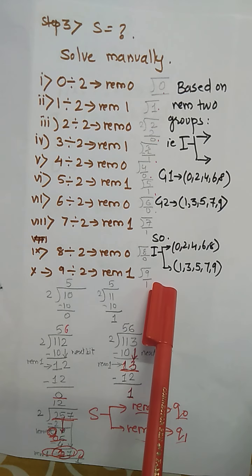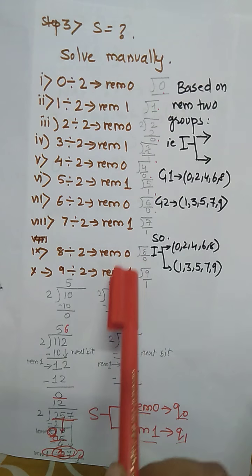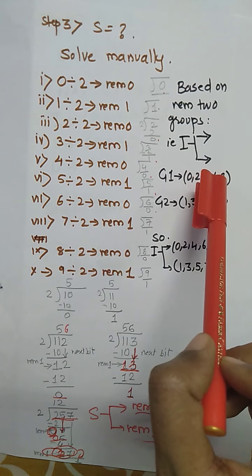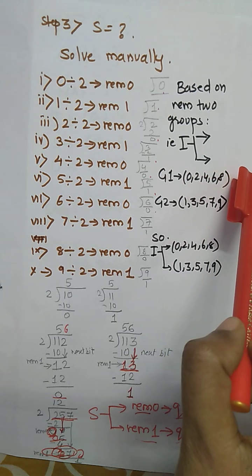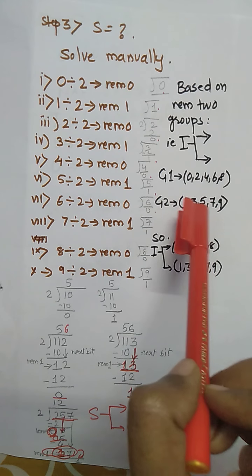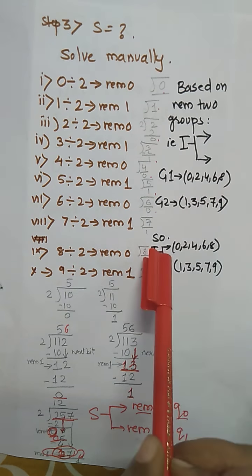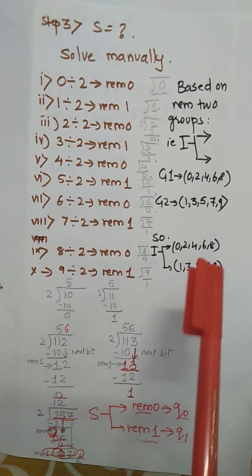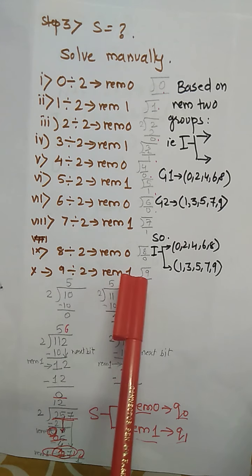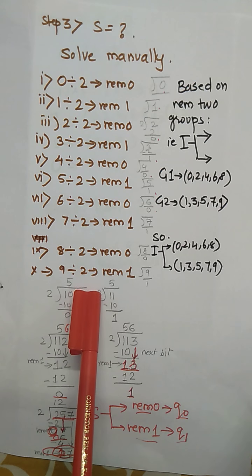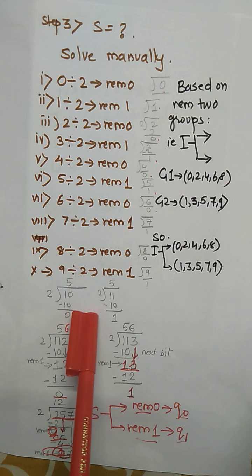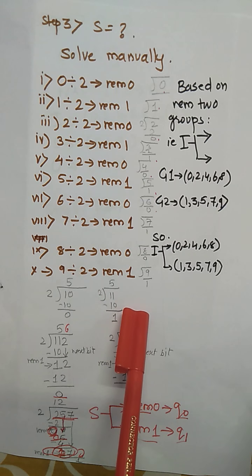9 produces remainder 1. Based on the remainders, we divide I into two groups: those producing remainder 0, that is 0, 2, 4, 6, 8, and those producing remainder 1, that is 1, 3, 5, 7, 9. So I is nothing but the even number and odd number set. Till here we have considered single digit numbers. Now we generate two digit numbers, for example 10. Is 10 divisible by 2? Yes, with remainder 0. 11 has remainder 1.